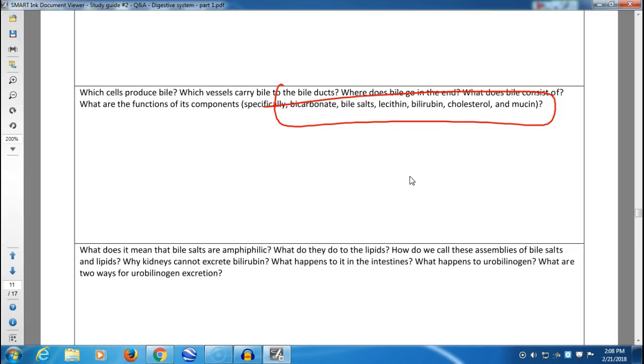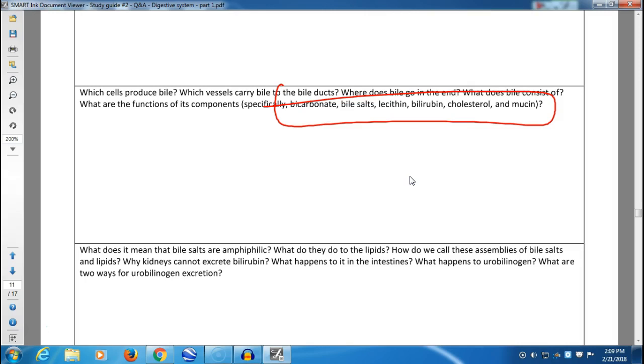So bile can travel. Fat can be in water. The problem is that it's going to travel as one gigantic globule, right? So you need to break it down to emulsify, to increase the surface area, so fat can be digested. Cool? Bilirubin, where does it come from?